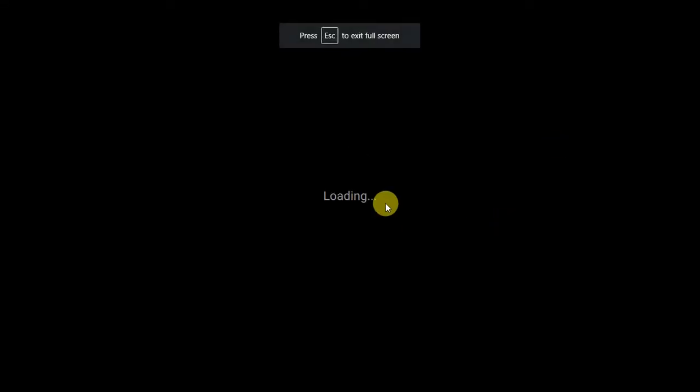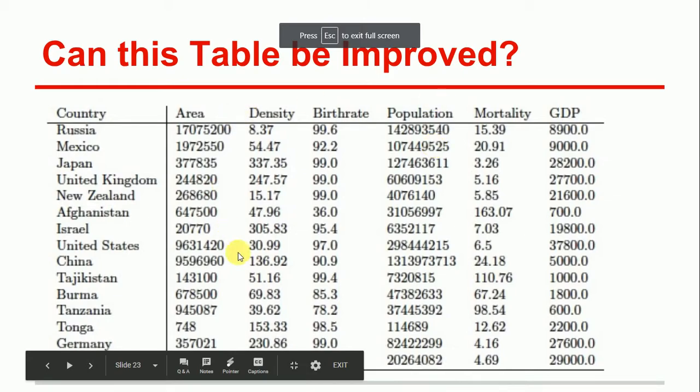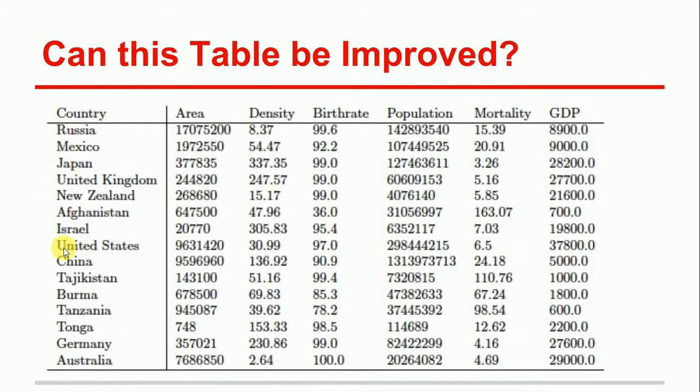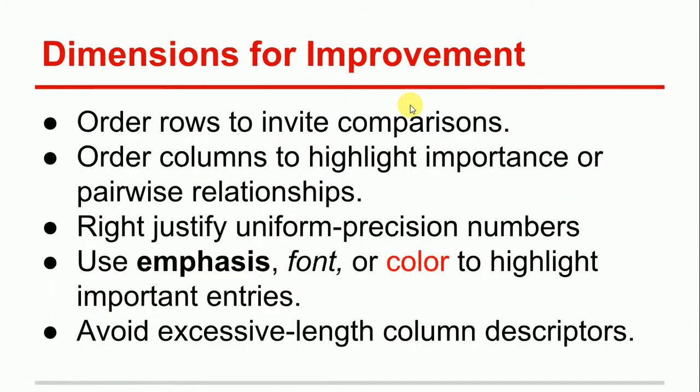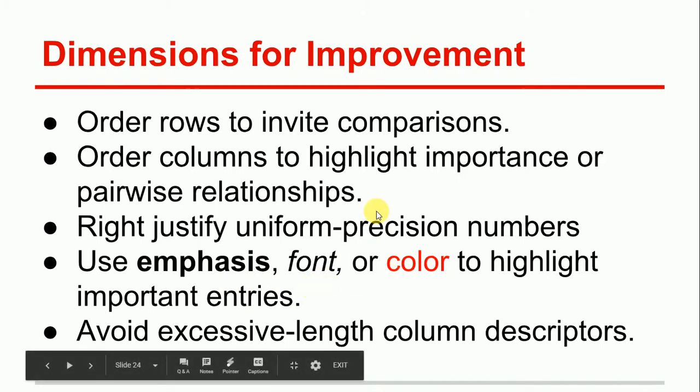But continuing the same presentation where we were talking about tables, the first thing we've discussed was order the rows based on any particular order. Don't keep them unordered. That doesn't help. The other thing is ordering the columns based on what is important or what is related. And number 3, right align these numbers and then see what happens. You could also use emphasis of font or color to highlight important entries.